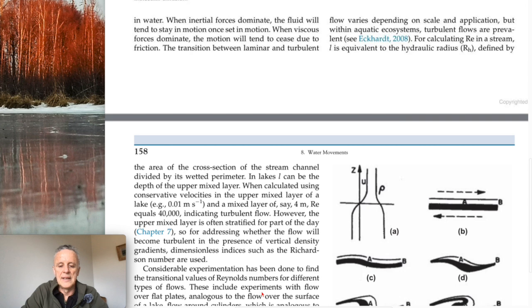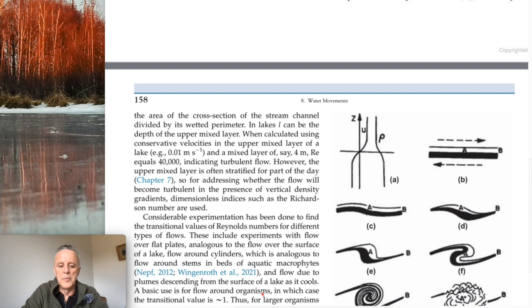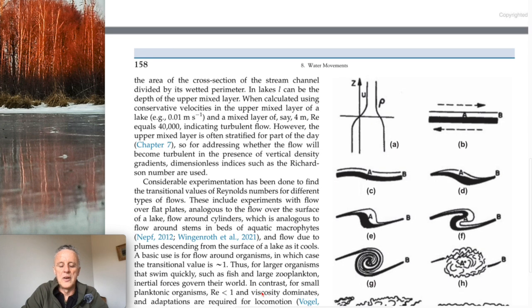In lakes, L can be the depth of the upper mixed layer. When calculated using conservative velocities in the upper mixed layer of a lake, for example, 0.01 meters per second, and a mixed layer of, say, 4 meters, Re is equal to 40,000, indicating turbulent flow. However, the upper mixed layer is often stratified for part of the day, so for addressing whether the flow will become turbulent in the presence of vertical density gradients, dimensionless indices such as the Richardson number are used.